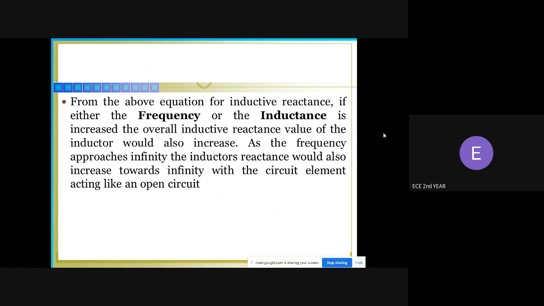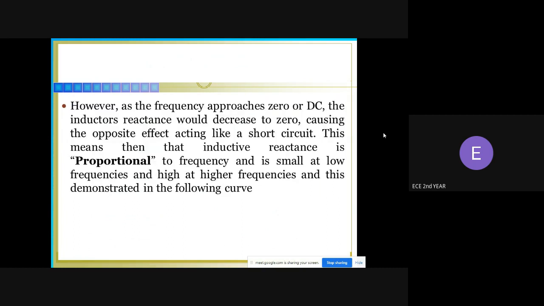It is directly proportional, it also increases towards infinity when the circuit element acts like an open circuit. Clear? If the frequency is gradually increasing, the inductive value is directly proportional to the frequency, so as the frequency approaches infinity, it denotes that the circuit is an open circuit. For a capacitor it is really the opposite, because if the frequency is increasing, the capacitive reactance keeps reducing, so it will behave as a short circuit.